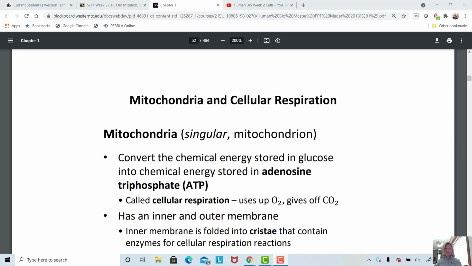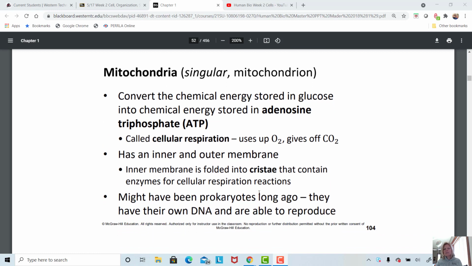Now we're going to take that glucose into our cells with the help of insulin, and we're going to convert it to ATP. That happens in the mitochondria. It's a very efficient process. It takes a little bit of time, but it's an excellent process for producing energy for our cells.